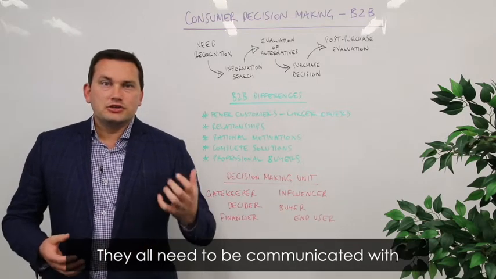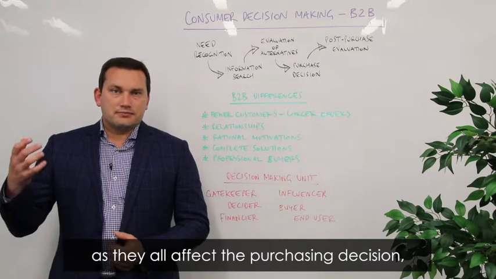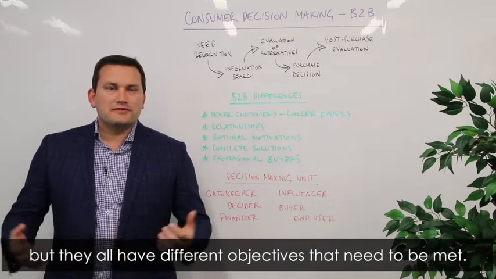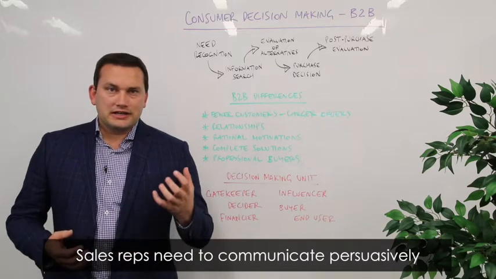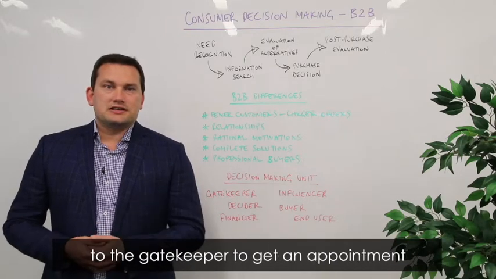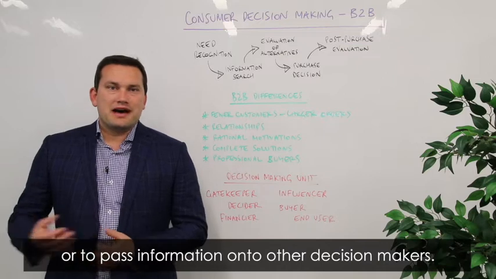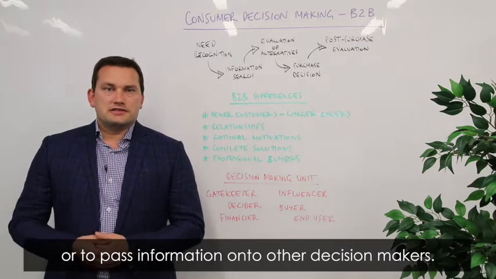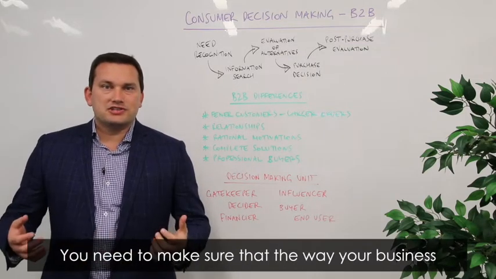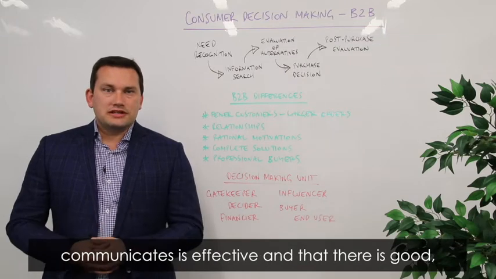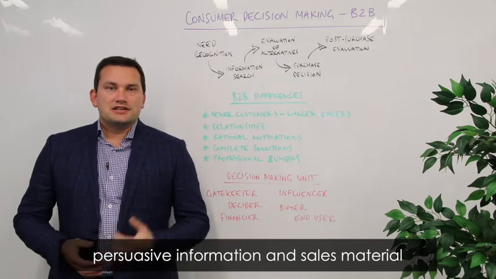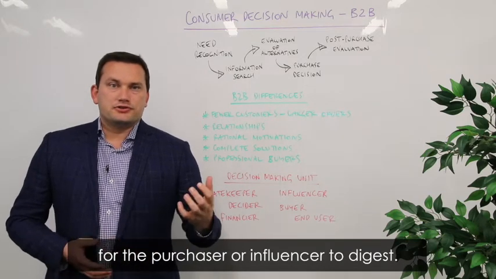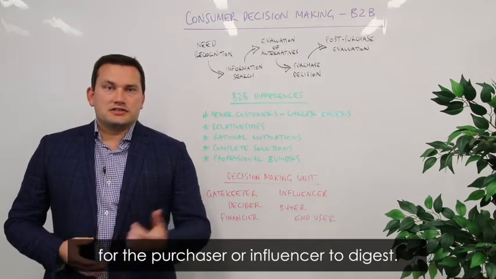So they all need to be communicated with, as they all affect the purchasing decision, but they all have different objectives that need to be met. So sales reps need to communicate persuasively to the gatekeeper, to get an appointment or to pass information on to other decision makers. You need to then make sure that the way your business communicates is effective and that there is good, persuasive information and sales material for the purchaser or the influencer to digest.